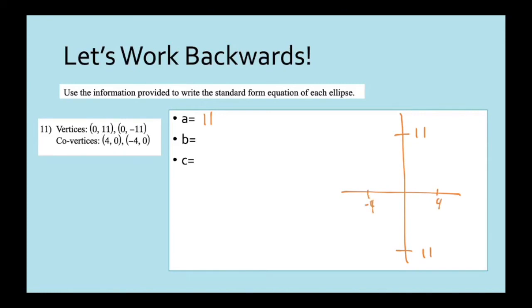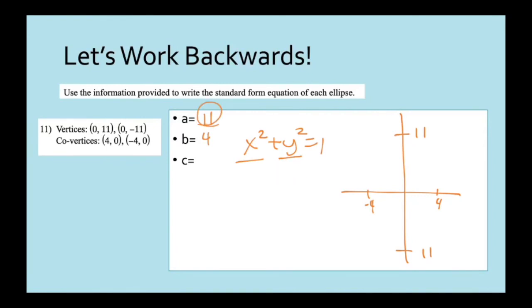And that is our b value. Our general equation was x squared over a squared plus y squared over b squared equals 1, but where do the a and the b values go? If you notice, my a value is going to be up at the top. It's going to be a vertical ellipse, so we're going to put that a value above the y.